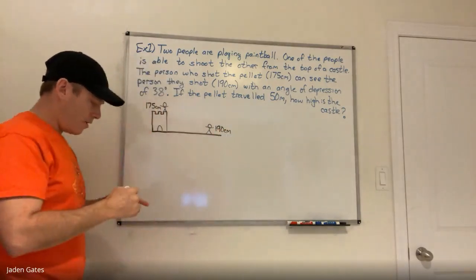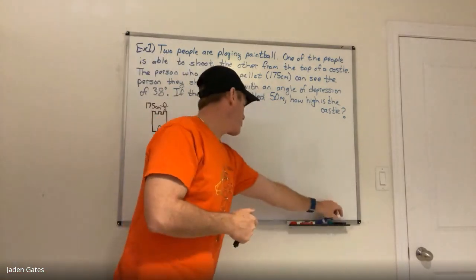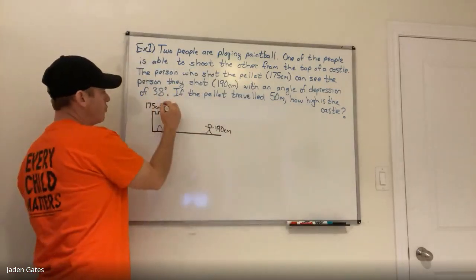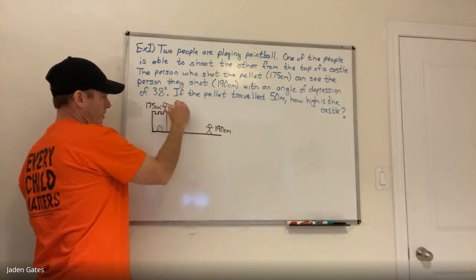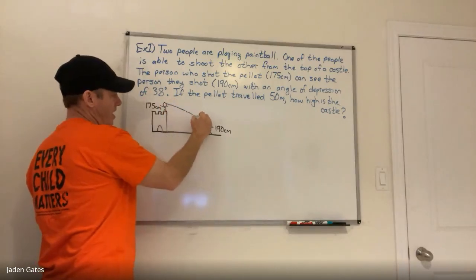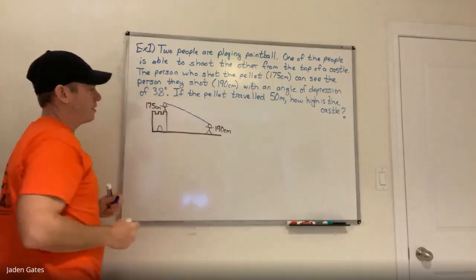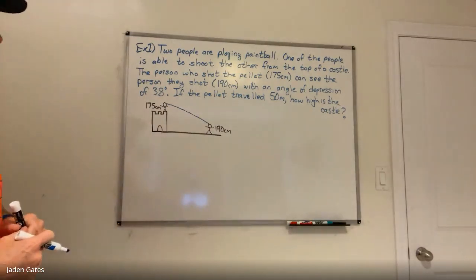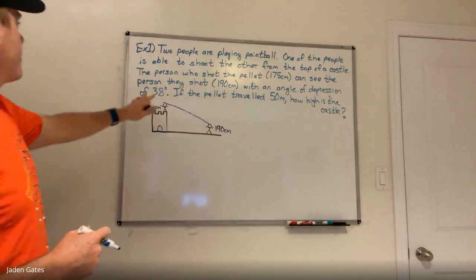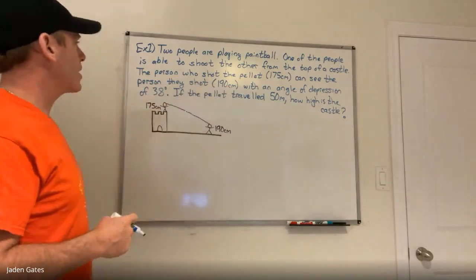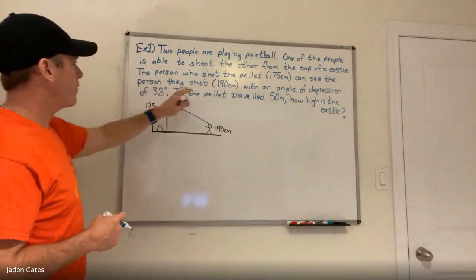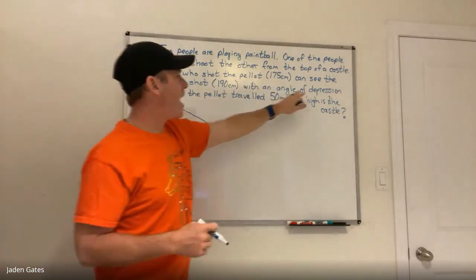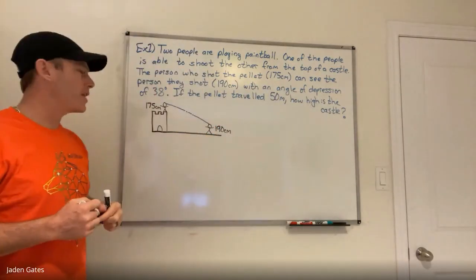All right, now, for the one person, we'll pick a different color. This person here shoots the pellet and gets that person. Headshot. All right, now, the question is, let me see. The person they shot is 190 centimeters. Okay, so I've dealt with the 190 and the 175. Now, it says they shot him with an angle of depression of 38 degrees.